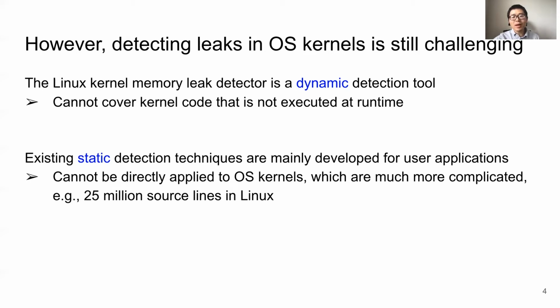It is not easy to apply them directly to operating system kernels due to the inherent complexity of operating system kernels. For example, the Linux kernel has more than 25 million source code lines, with several hundred source lines added or updated every hour. This makes it difficult for static detection techniques to complete the detection of memory leaks for the entire kernel within an acceptable time. Therefore, it would be desirable to develop an effective and scalable static memory leak detector for operating system kernels.